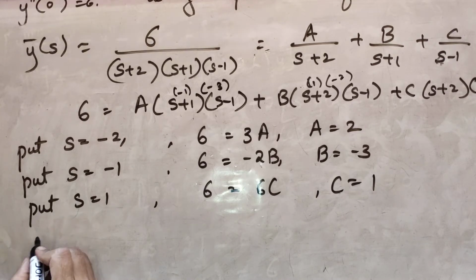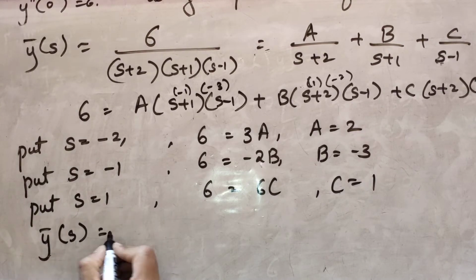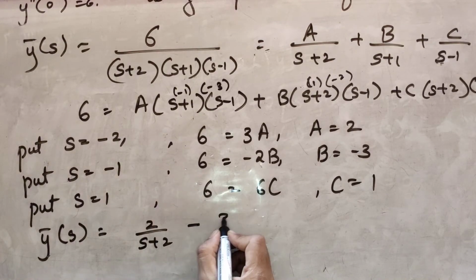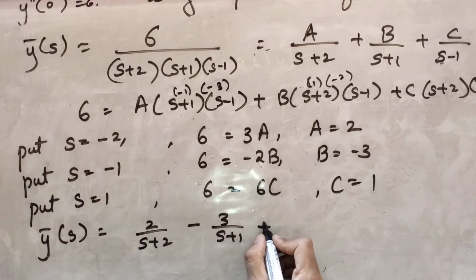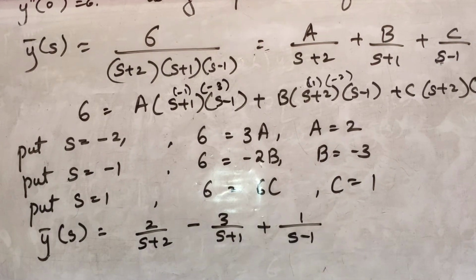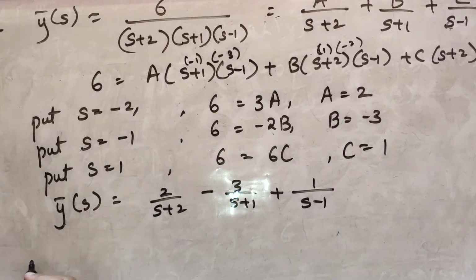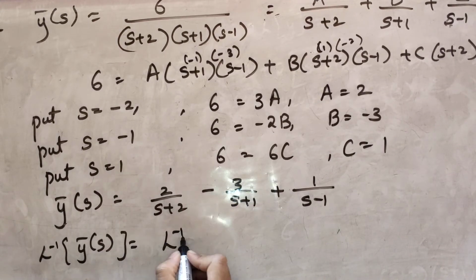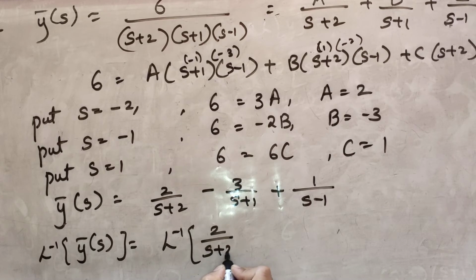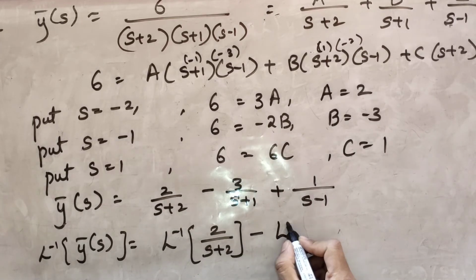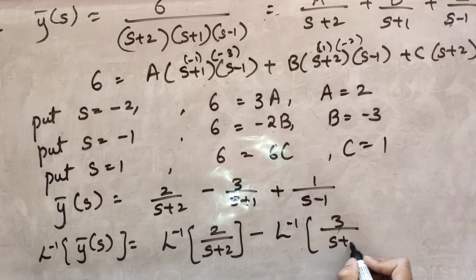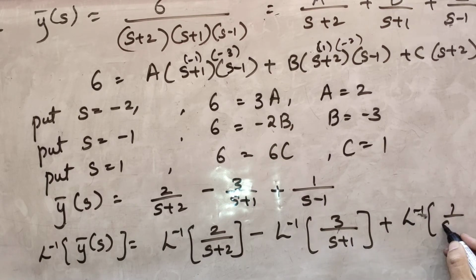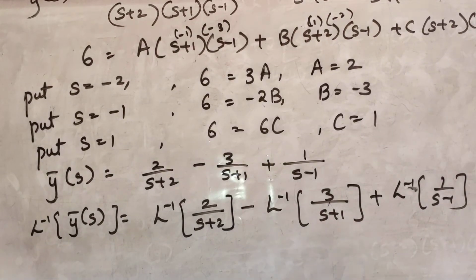Now let us substitute. y bar of s is equal to 2 divided by s plus 2, minus 3 divided by s plus 1, plus 1 divided by s minus 1. Now take L inverse on both sides. Therefore L inverse of y bar of s is equal to L inverse of 2 divided by s plus 2 minus L inverse of 3 divided by s plus 1 plus L inverse of 1 divided by s minus 1.